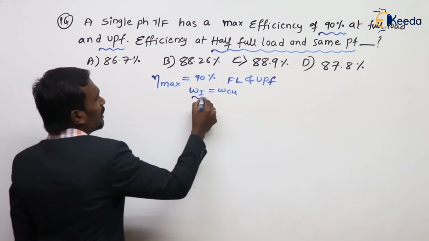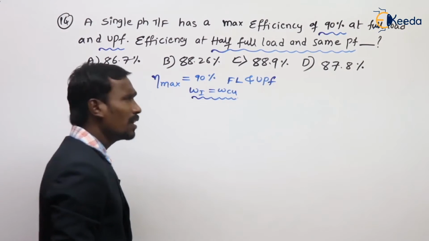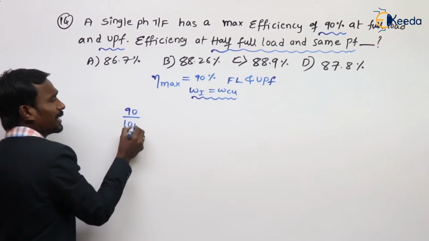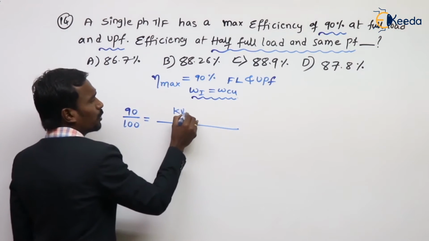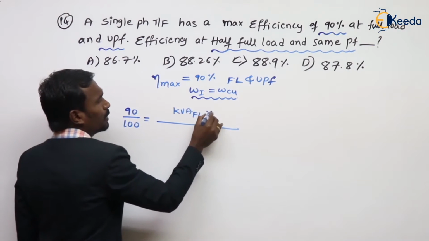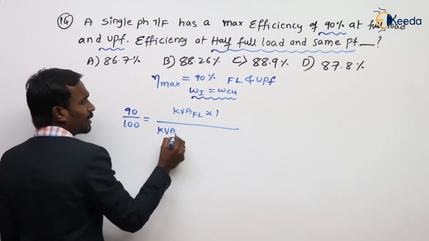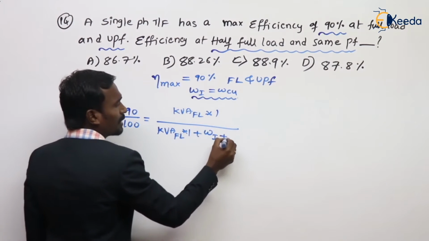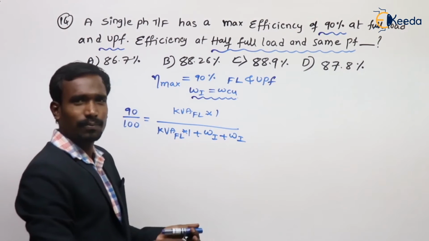So at maximum efficiency, iron losses equal copper losses. Let's try to calculate it. Efficiency 90% is equal to kVA full load, with power factor unity, upon kVA full load times power factor unity plus iron losses plus copper losses. Copper losses are nothing but iron losses.